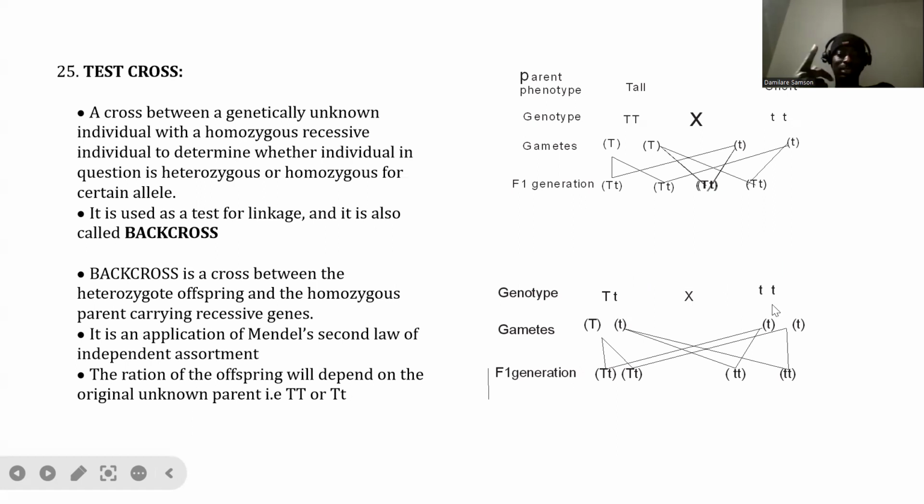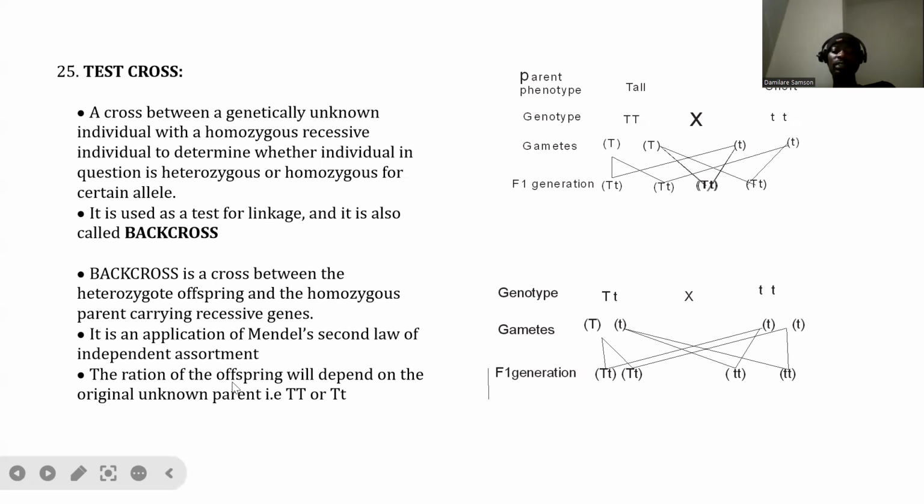So that is crossing, back crossing. It is an application of Mendel's second law of independent assortment. Like I said, we talked about the hybrid inheritance. The hybrid inheritance deals with Mendel's second law of independent assortment. We'll still talk about it after all these terms we are dealing with.